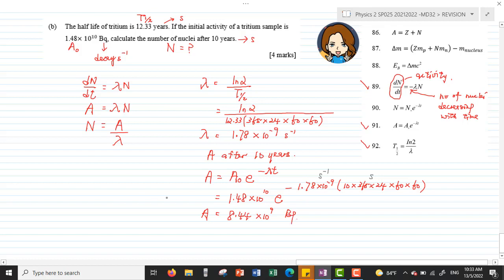Okay? So once we get the final activities after 10 years and also the decay constant, then we can determine the numbers of nuclei after 10 years. So we will take the activities 8.44 to the power of 9 divide by the decay constant 1.78 to the power of -9. So I'll get the numbers of nuclei after 10 years will be around 4.74 to the power of 18 nuclides. Okay, now we solve the question.